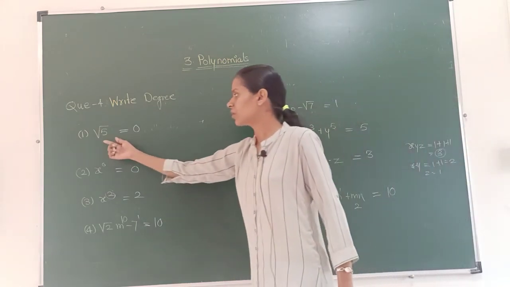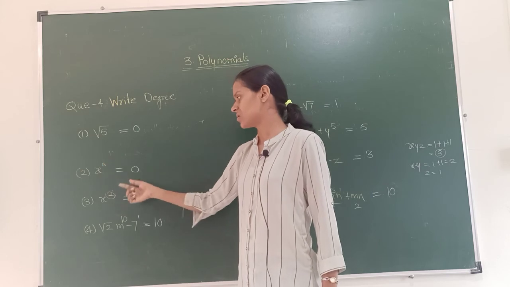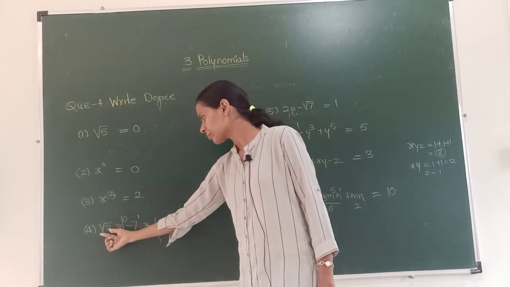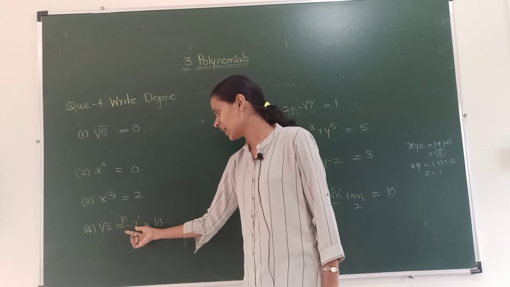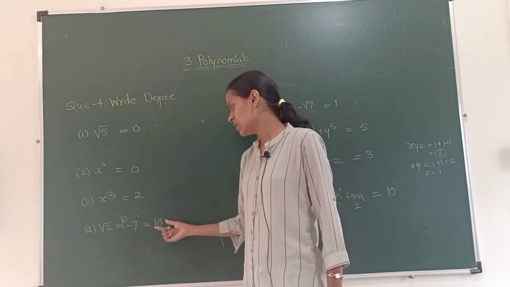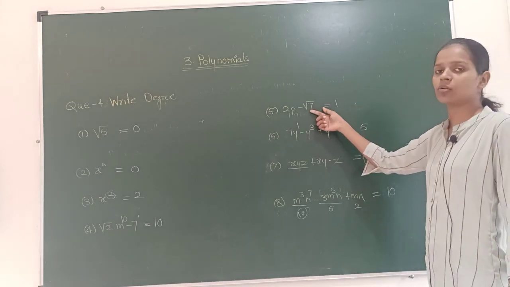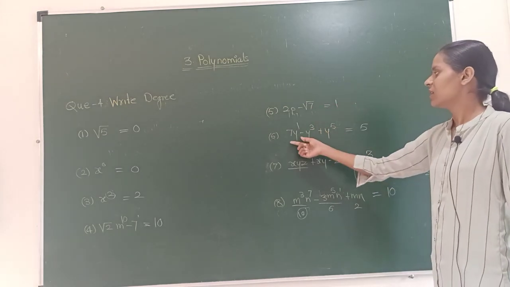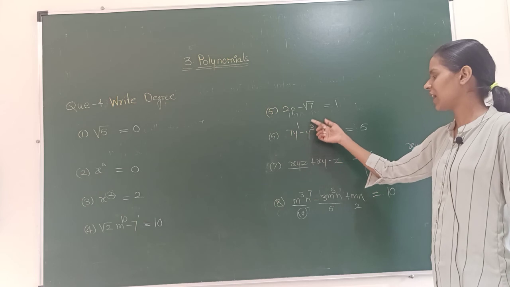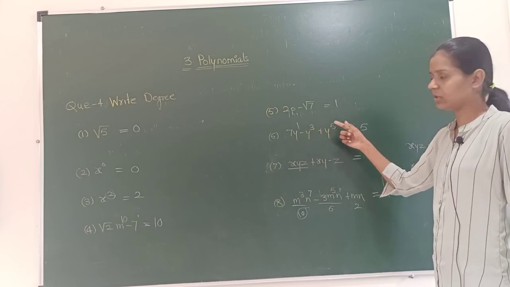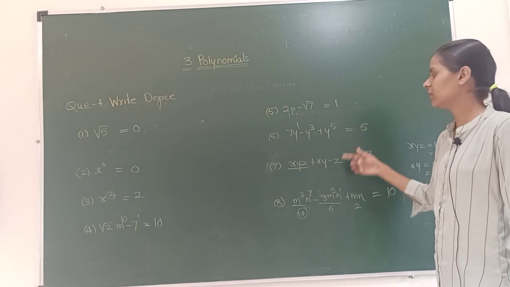Okay. Degree of root 5 is 0. Degree of x raised to 0 is 0. Degree of x raised to 2 is 2 because 2 is the power. Root 2 m raised to 10 and 7, degree is 10. Here you can see 2p minus root 7, degree is 1. 7y minus y raised to 3 plus y raised to 5. The greatest power will be the degree, so the degree will be 5.